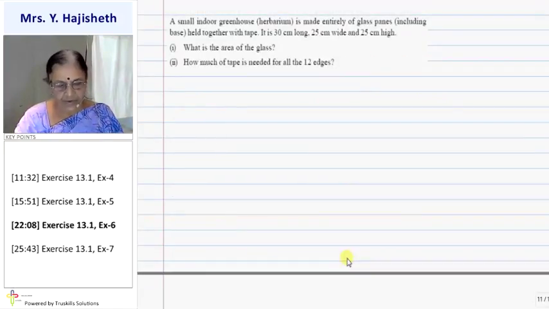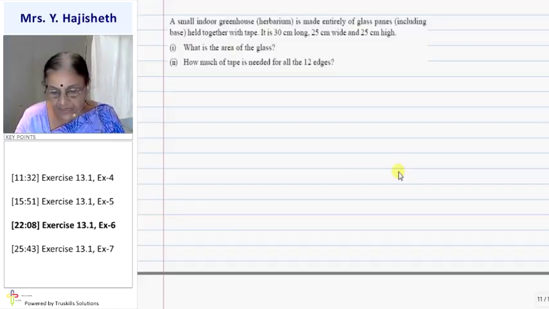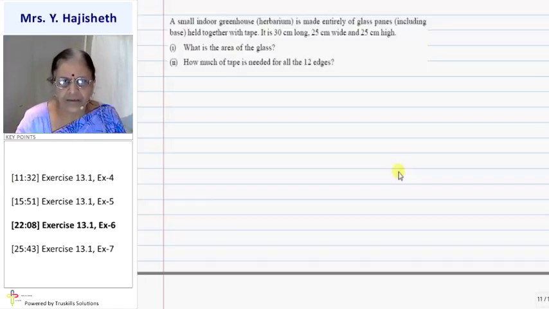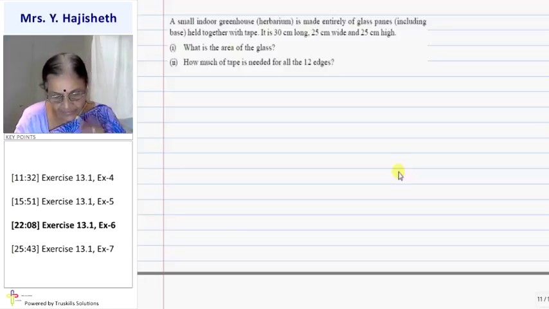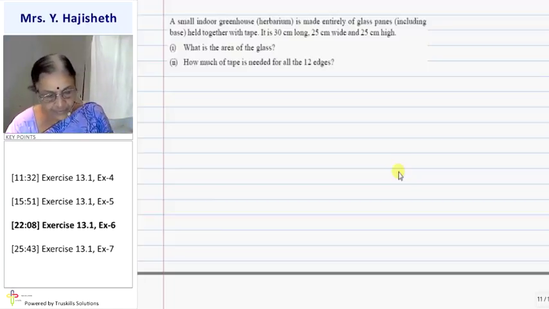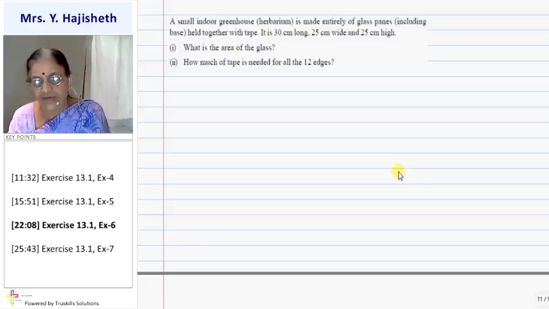Now see, it is about a small indoor greenhouse. Clear? It is made entirely of glass panes, including base, held with tape. It is 30 centimeter long and 25 centimeter wide and 25 centimeter high. What is the area of the glass and how much tape is needed for all 12 edges? Okay.